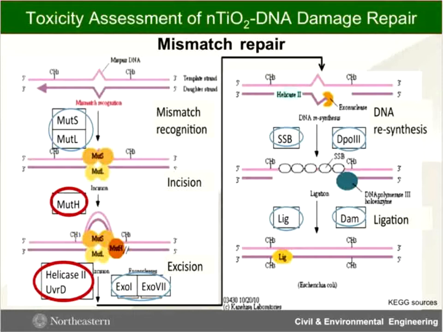Once that is done, you do the ligation, and you do the methylation to add a methyl group on the DNA, which is an indicator of how old the DNA is. So that's the whole process of mismatch DNA repair. All the genes which are circled are the genes present in our library. The ones circled in red are really upregulated by many folds, and the ones circled in blue are upregulated or downregulated, but to a lesser magnitude.